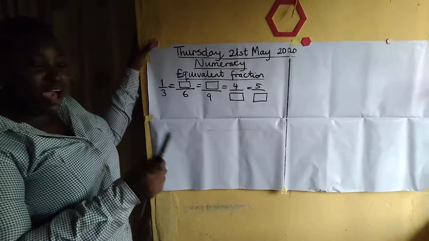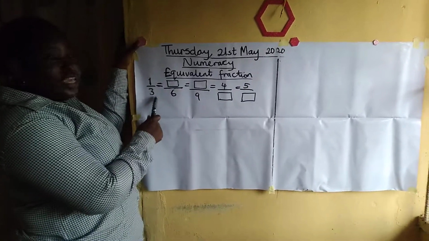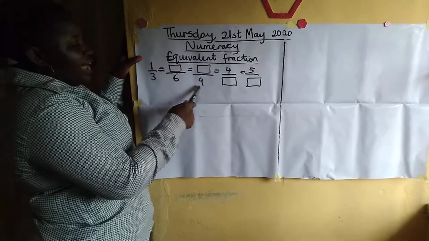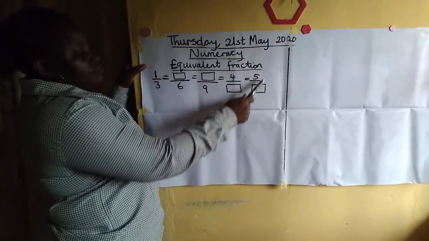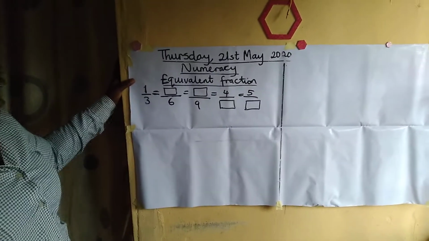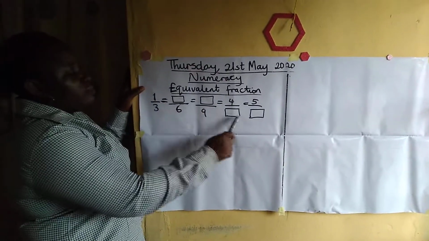Look at this example we have right here. We have 1 over 3 is equal to box over 6. We have box over 9, 4 over box, and 5 over box. All these boxes represent missing numbers. How do we find the equivalent fractions that we match with this?